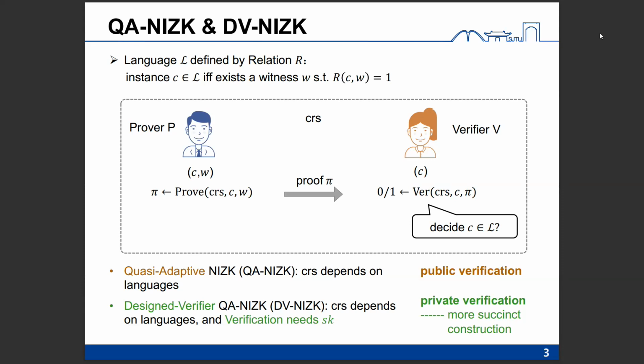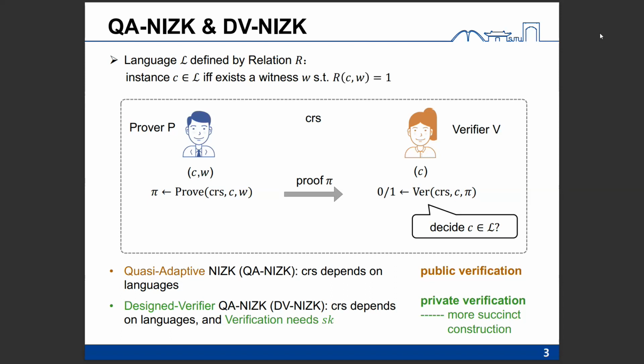And DV NISC is short for designated verifier QA NISC. In DV NISC, not only does the CRS depend on the specific language, but the verification algorithm additionally takes a secret key SK as input. So due to this, DV NISC supports private verification, but usually compared with QA NISC, it has more succinct constructions.